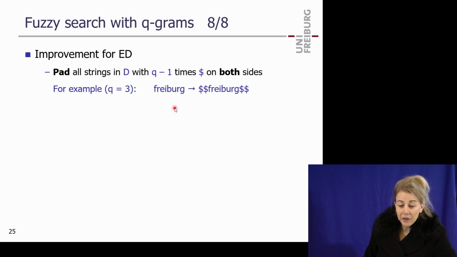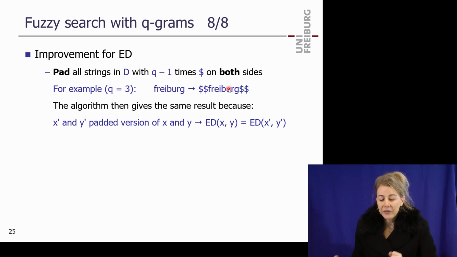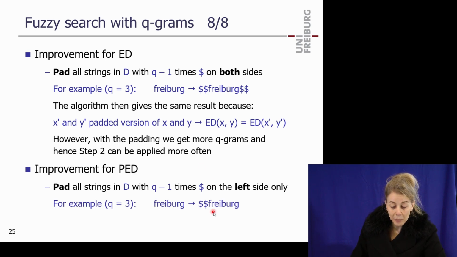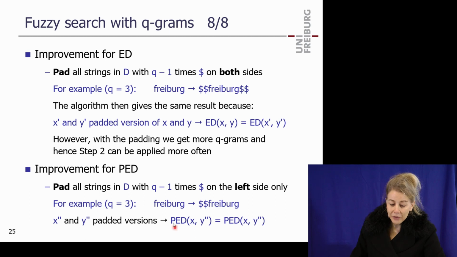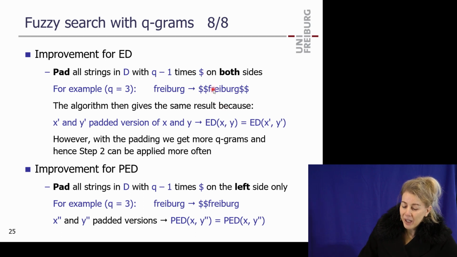You will actually pad the strings. So if we have 3-grams, we will add $$ to both sides. And this gives the same result, because if I'm now doing edit distance with these strings where I have $$ on both sides, it's the same thing. And for the prefix edit distance, I do the same thing, but I'm just adding dollars to one side. I can't add them to both sides, because otherwise the prefix edit distance is not the same, because I'm taking prefixes of the words on the left side. So you will add this padding.